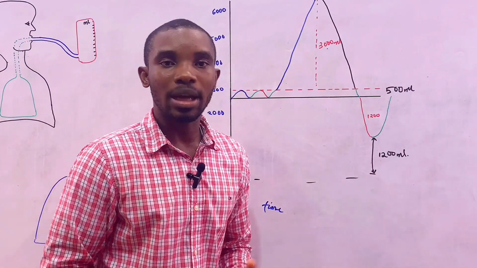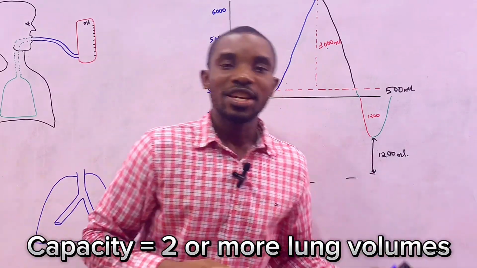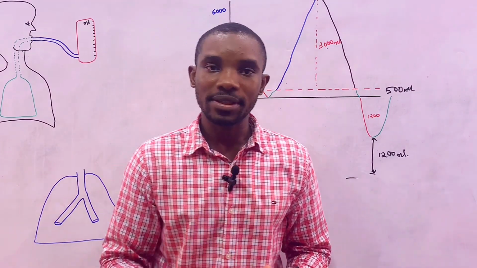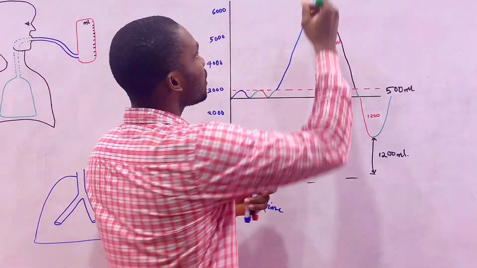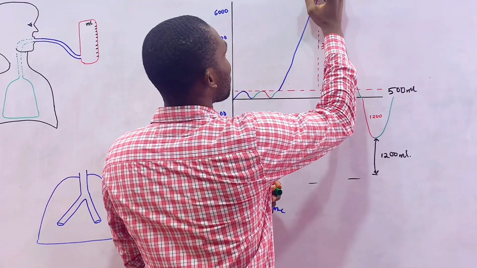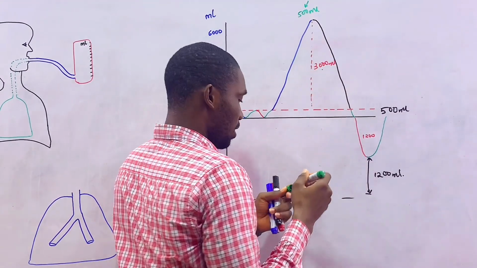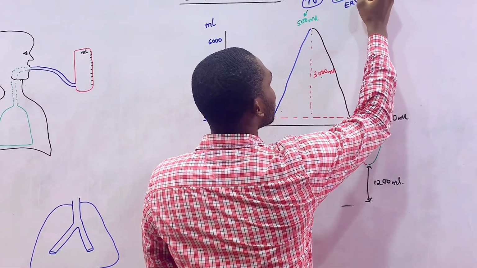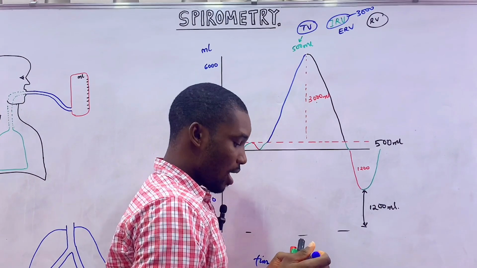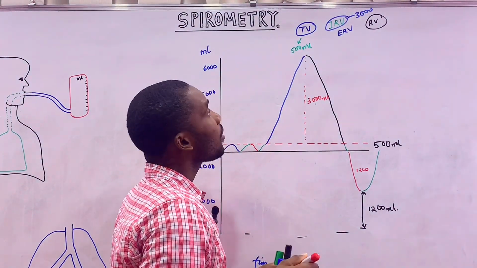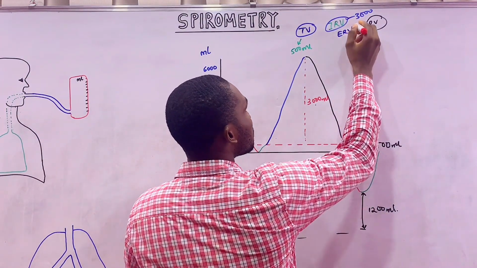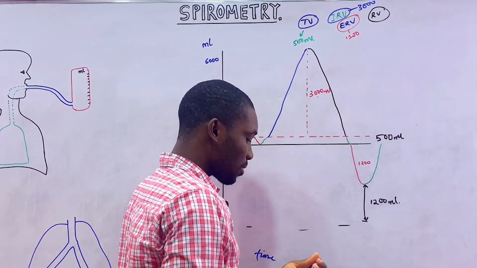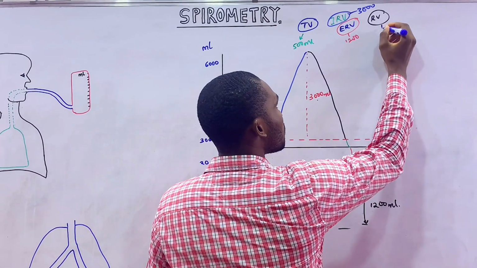Let's talk about the capacities. A capacity is when you add two or more lung volumes together. You get a capacity. Before then, we've said our tidal volume is 500 mils. Inspiratory reserve volume is, can you help me, 3,000, right? And then the expiratory reserve volume is 1,200. And the residual volume is 1,200.